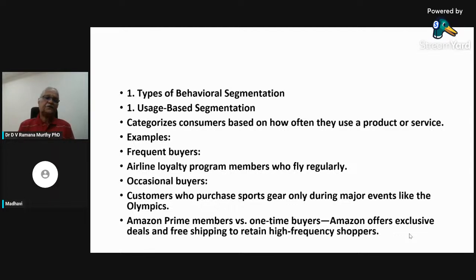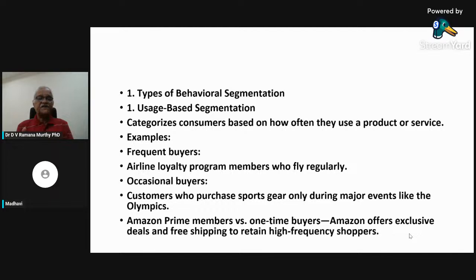Say, for example, you take frequent buyers, airline loyalty program members who fly regularly. See, this is very important. You can even track airline passengers. For example, you're managing IndiGo Airlines. Your customers always take advantage of IndiGo Airlines and all. You can track that. And once I want to buy a ticket, I can be suggested a loyalty program from that airline because I am frequently buying the product, I mean, the service.